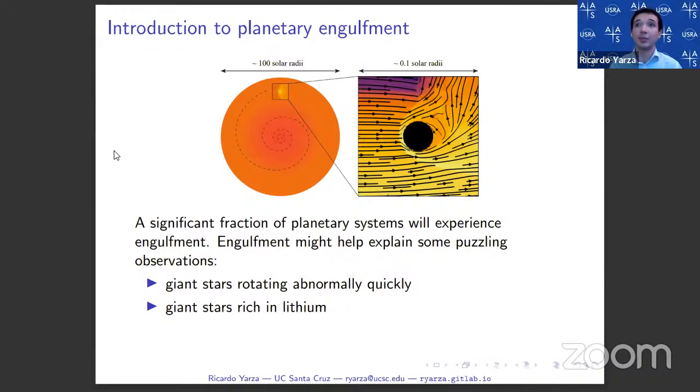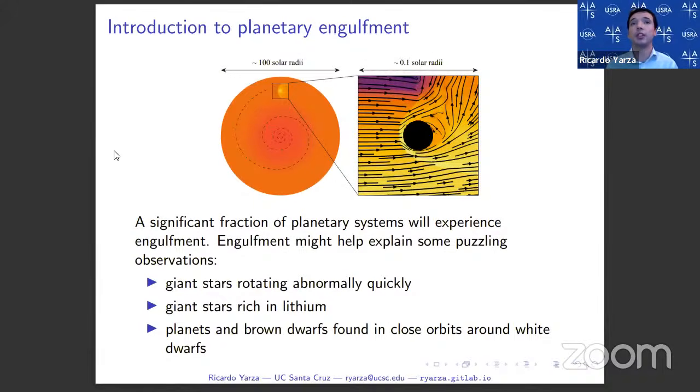Another explanation that is related to planetary engulfment is a population of giant stars that is rich in lithium. And that observation is unusual because lithium is very, very easy to burn. So most star-like objects will have very little lithium left at this stage of their evolution. But there is a population of giant stars that have abnormal levels of lithium and even more lithium than they're thought to have been born with. And a possible explanation is that they engulf a planet or a brown dwarf, since those objects are not massive enough to fuse lithium in particular planets.